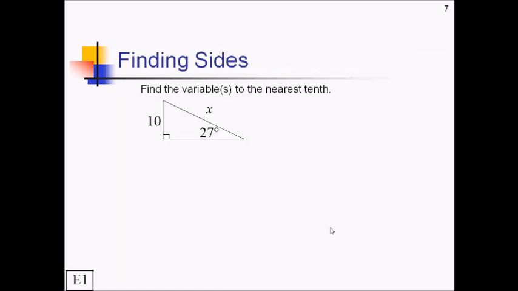So at this point, we're actually going to use our SOHCAHTOA functions to figure out some missing sides and angles of right triangles. So here's a triangle where we're given a side of 10, a side that we're looking for that we'll call x, and this 27 degrees.